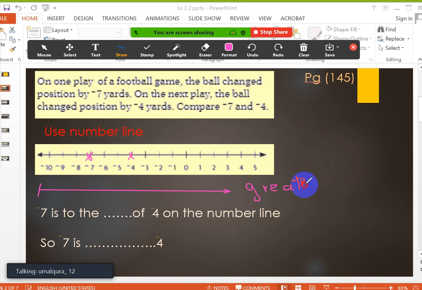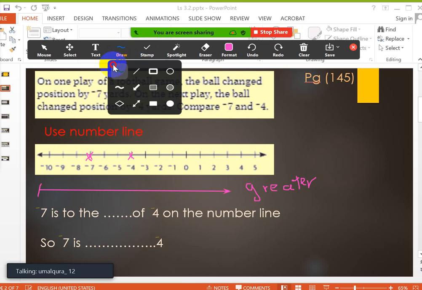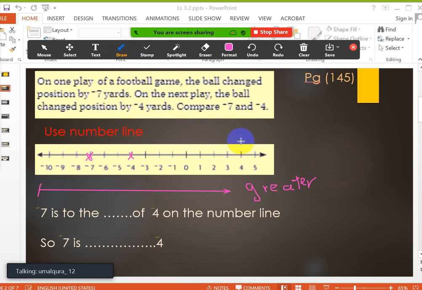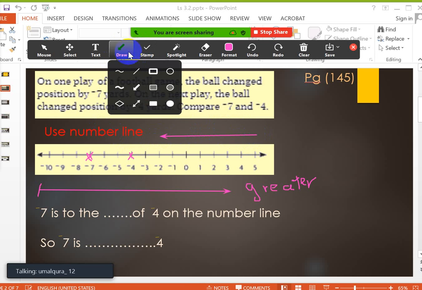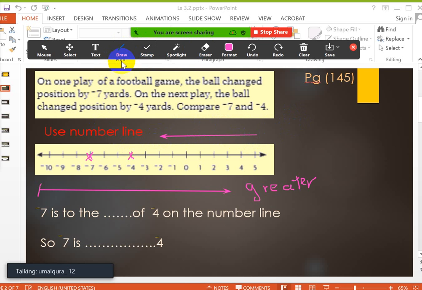This is a strategy when I want to order or compare between two numbers. And when we move into the left side, the opposite side, the numbers become smaller. You have to save this strategy. On the number line, when I move into the right side, the numbers become greater, and when I move into the left side, the numbers become smaller.